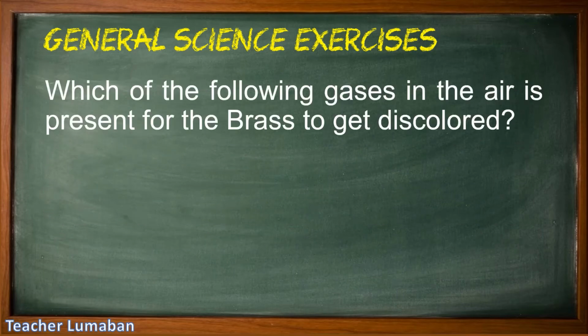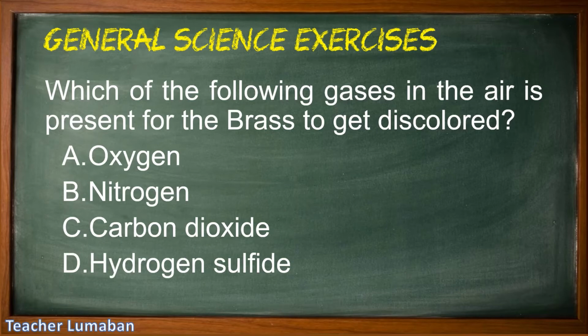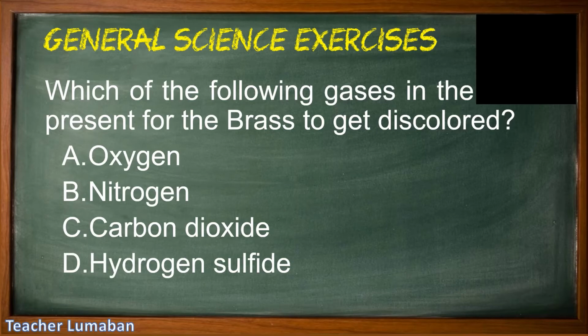Which of the following gases in the air is present for the brass to get discolored? Letter A, oxygen. Letter B, nitrogen. Letter C, carbon dioxide. Letter D, hydrogen sulfide. Please choose the suitable answer to the following choices in 5 seconds.